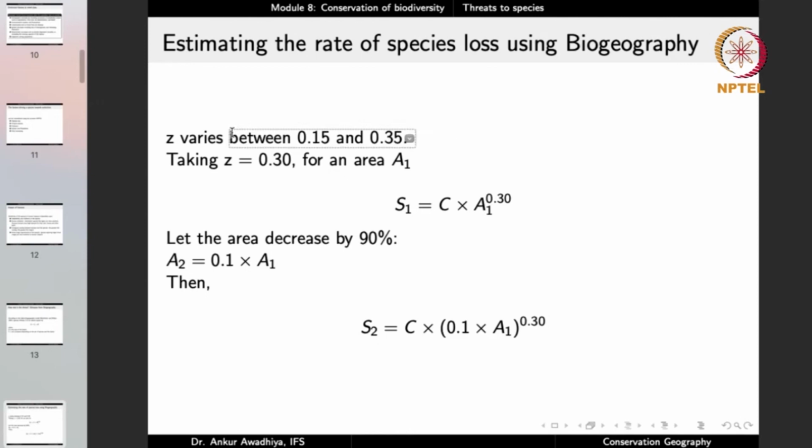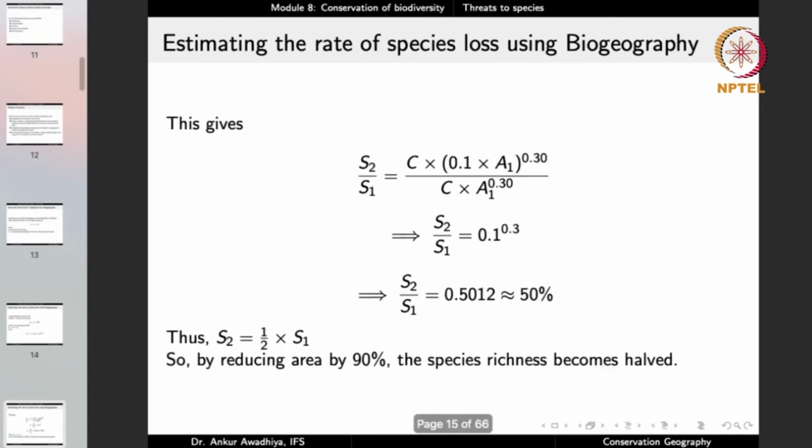And for various patches, we have found that Z is between 0.15 and 0.35. So taking a value of Z in between, say 0.3, for an area A1, we will have S1 = C × A1^0.3. And if you reduce the area by as much as 90%, so if you take A2 equal to only 0.1 of A1, then we can write S2 = C × A2^Z, and A2 is 0.1 A1 to the power of 0.3. In this case, if you take the ratio, you will find that it is roughly 50%.